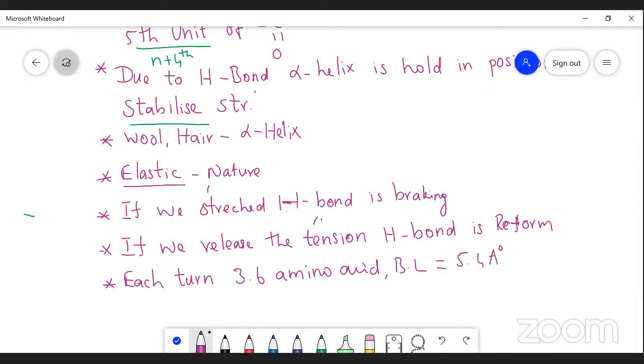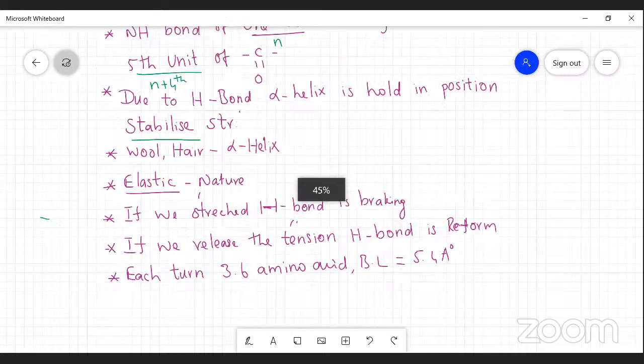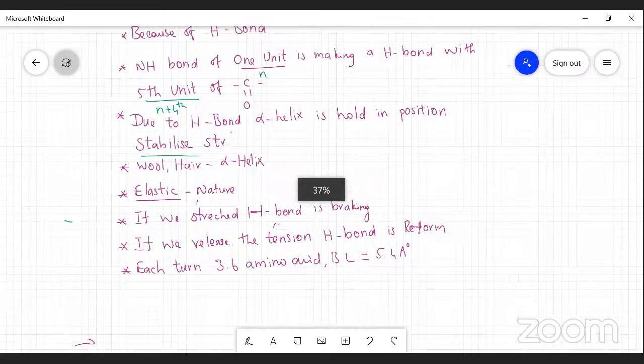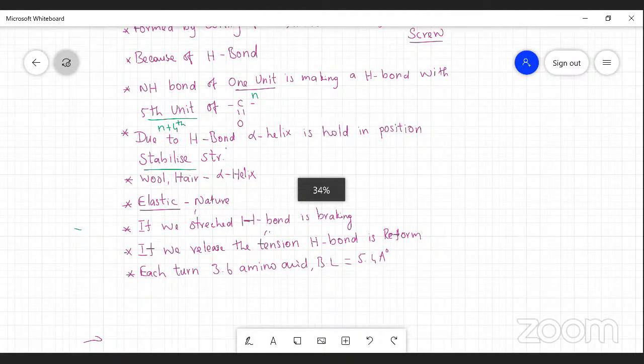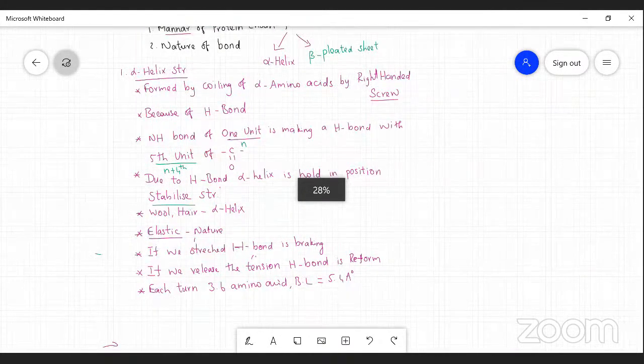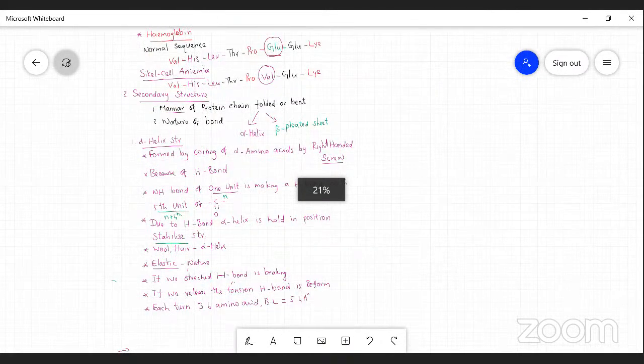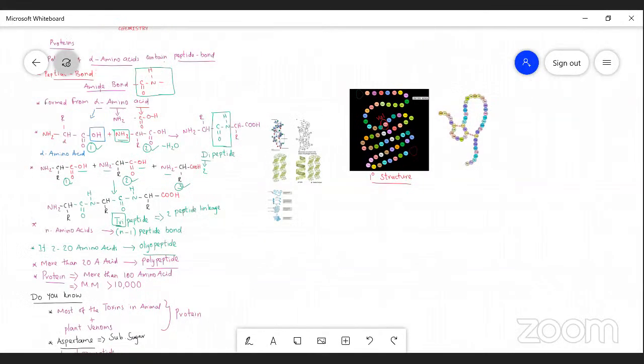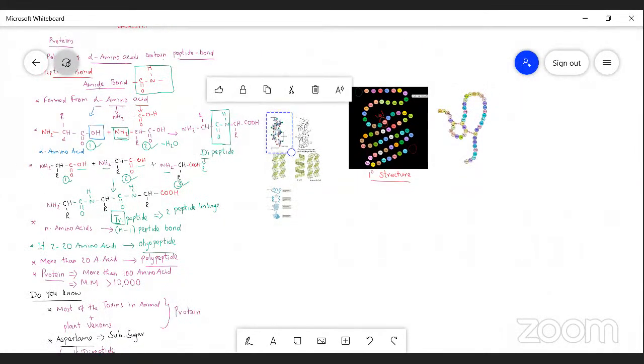Now, you can see here the alpha helical structure. So listen, we will take a diagram of the alpha helical structure. So this is the alpha helical structure.